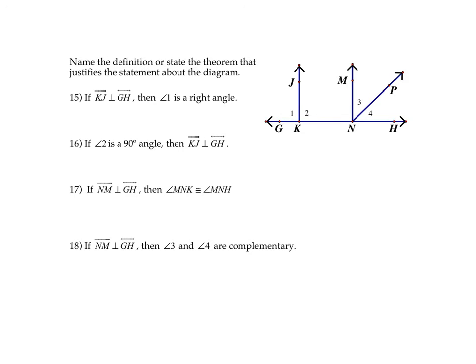Okay, for 15 through 18, this is name the definition or state the theorem that justifies the statement about the diagram. In number 15, it says if ray KJ is perpendicular to line GH, then angle A is a right angle. This is just the definition of perpendicular lines. If lines are perpendicular, they intersect to form right angles. Or you can say it's a 90-degree angle, which leads us to number 16. It says if angle 2 is a 90-degree angle, then KJ is perpendicular to GH. That's also the definition of perpendicular lines.